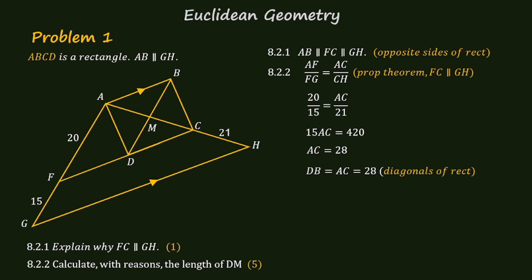And again, we know that DM equals MB. The diagonals of a rectangle bisect each other. So therefore, DM will be equal to MB. Since DB is 28 units, that means DM will be 28 divided by 2, or half times 28, because the diagonals of a rectangle bisect each other. Therefore, DM will be 14.